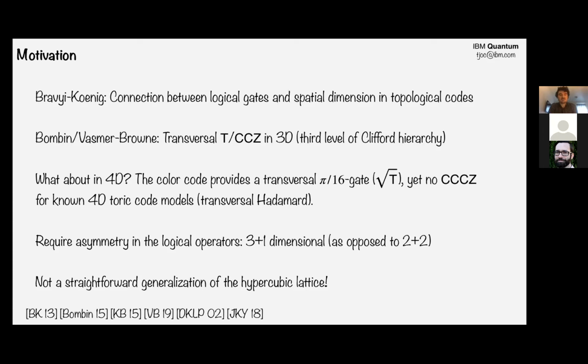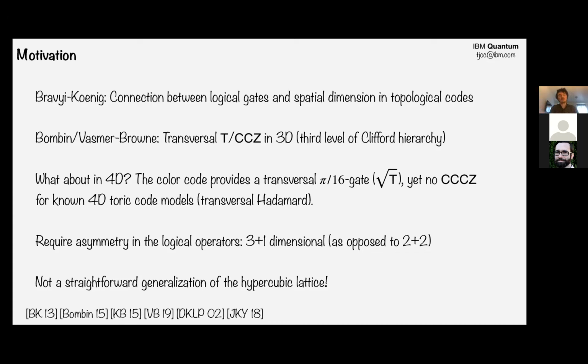Along these lines, in parallel, Hector Bombin showed in his color code constructions that the color code family saturated these bounds, namely in 3D giving you a transversal T. And then more recently, in the past few years, Vasmer and Dan Browne showed that for a particular construction of the toric code in 3D, you can get a transversal CCZ. What I really want to frame this work as is the generalization of this Vasmer-Browne idea to 4 dimensions.